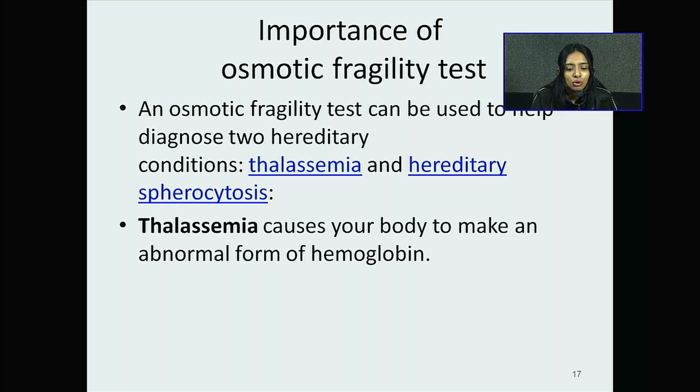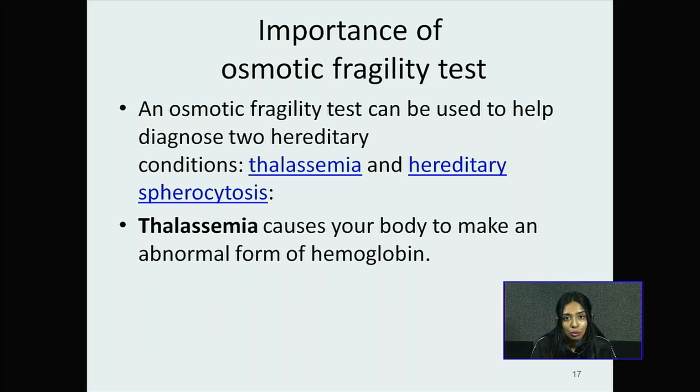Then comes the importance of the osmotic fragility test. An osmotic fragility test can be used to diagnose two hereditary conditions, that is thalassemia and hereditary spherocytosis. Now thalassemia, as we all know, causes your body to make an abnormal form of hemoglobin. If an abnormal form of hemoglobin is made, it will not be able to deliver a proper amount of oxygen to the body, so that will eventually lead to anemia.